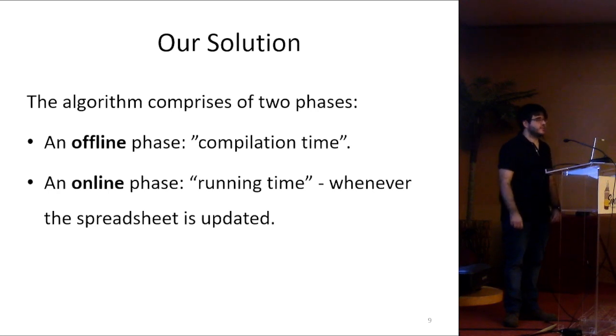Our algorithm comprises two phases. The first is the offline phase, which can be thought of as the compilation time. Before the user uses the spreadsheet for updates, we analyze the structure of the spreadsheet and create a data structure that will help us later do fast updates. Then there is the online phase, which is the running time, whenever the spreadsheet is updated. When the user updates the spreadsheet, we use the data structure from the offline phase.